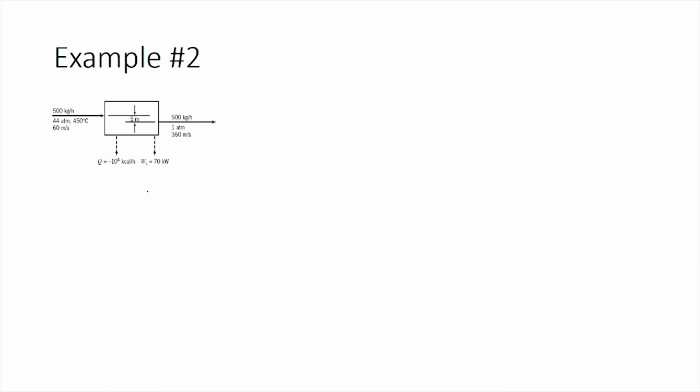So, as this is an open system, the equation for energy balance would be delta H dot plus delta Ek dot plus delta Ep dot equals Q dot minus Ws dot. So, we already know the value for Q dot and Ws dot which have been given in the problem. So, we need to calculate delta H dot, delta Ek dot and delta Ep dot.